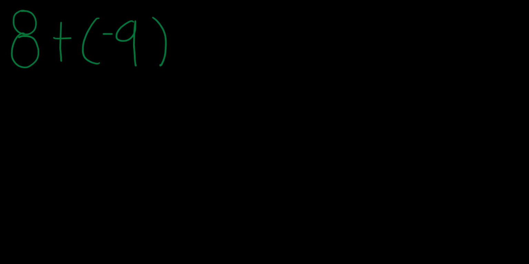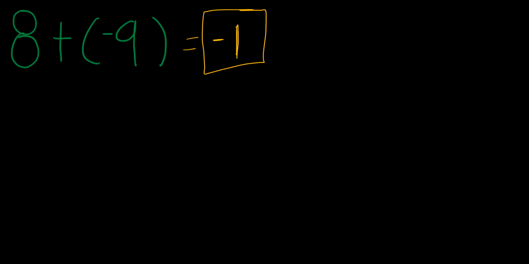So in this example, we have +8 plus -9. Because we have one number that's positive and another one that's negative, we can take the difference between the two. So because -9 is bigger, it's going to end up with a negative sign, and the difference between 8 and 9 is 1. So therefore, this answer would be -1.